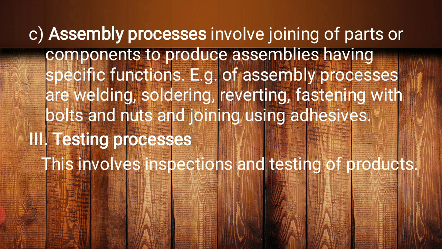If we move on to the third category of manufacturing, then it is the assembly process. What does that involve? It involves joining of the components or joining of the subparts into the main product, right? For example, assembly processes of welding, soldering, riveting, fastening with bolts and nuts, and joining using adhesives. That means if you are trying to bring up, suppose, a chair, right? If you are manufacturing a chair, then what do you do?